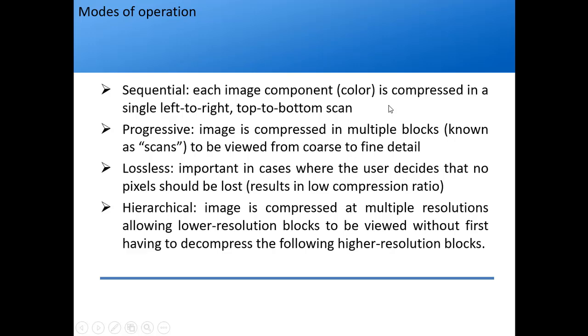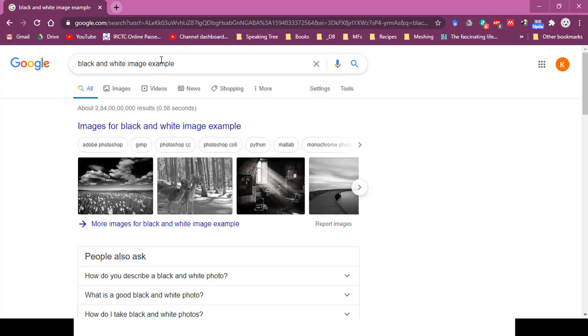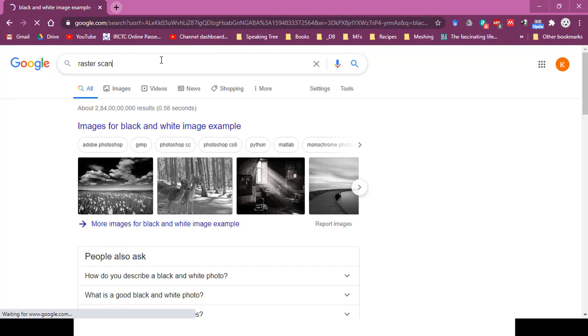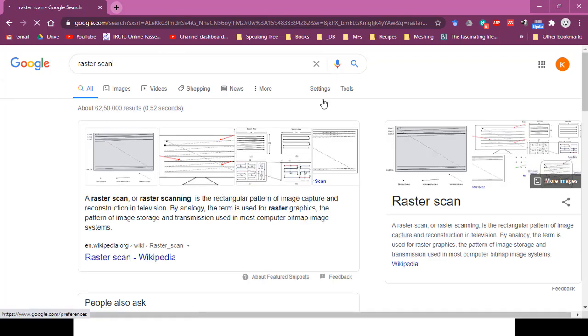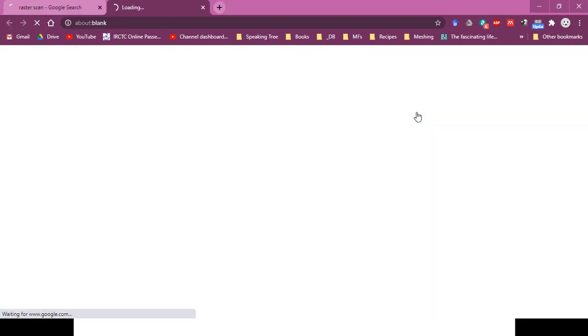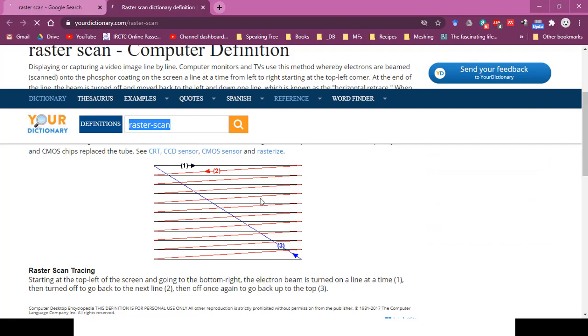If you have studied TV and video engineering subject, I am not aware whether you have studied it, there you have studied raster scan. So let's see what is the meaning of raster scan. So let's go to images. This is a good image. So this is the example of raster scan.